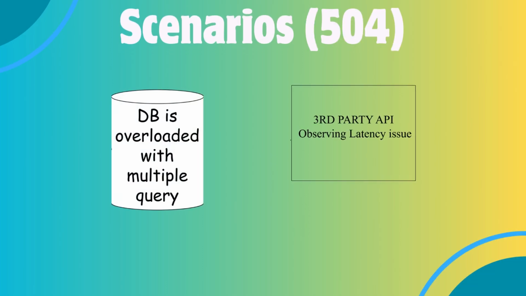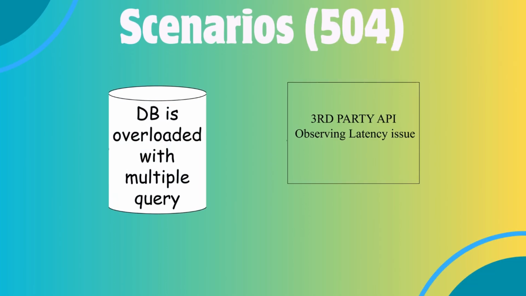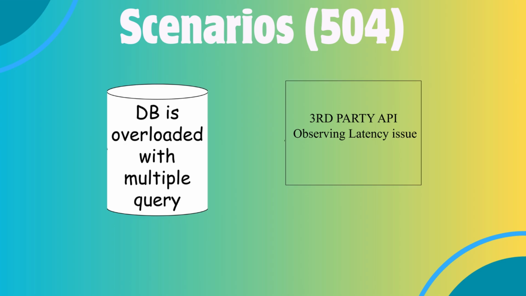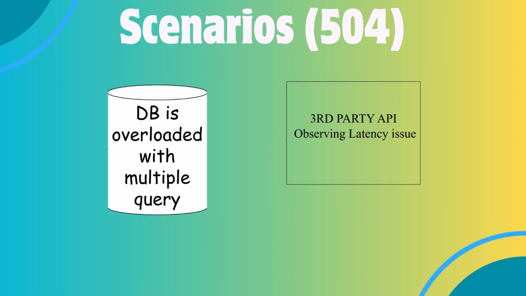When you look into this DB part, it is overloaded with multiple queries. So due to this effect, it will impact your application, where the application is waiting for the response from the DB. Probably this will add up a lot of latency, and obviously ALB will generate a 504 error. Same with a third-party API. If this API is completely overloaded or it is having some issues, your service will definitely get a lot of 504 errors.